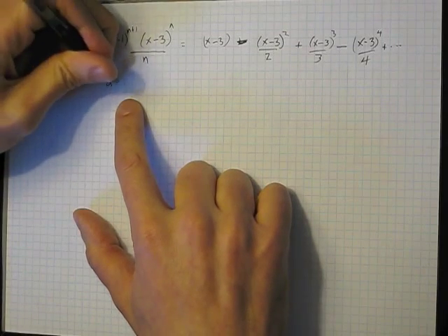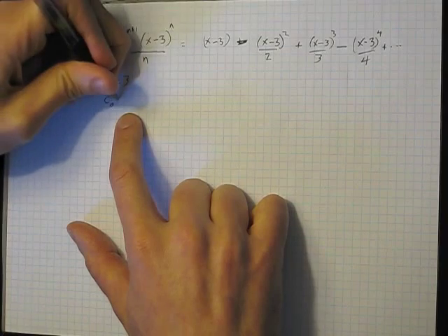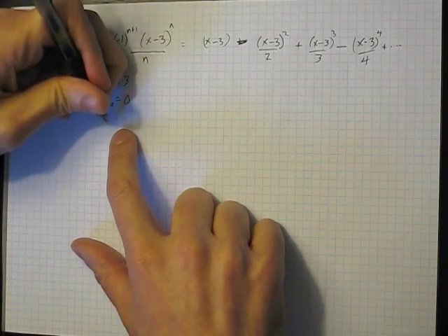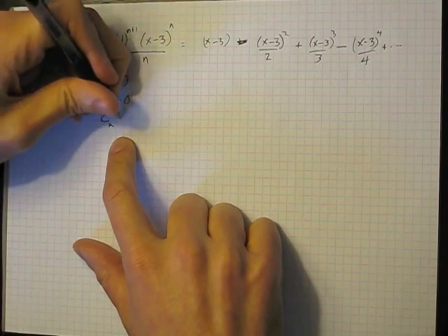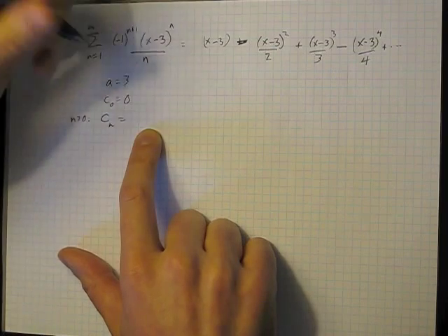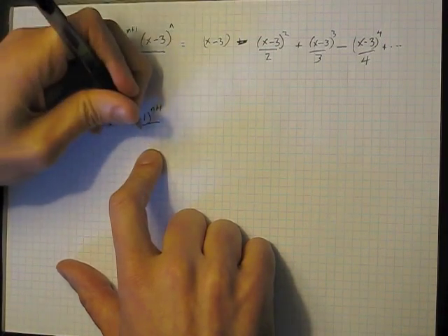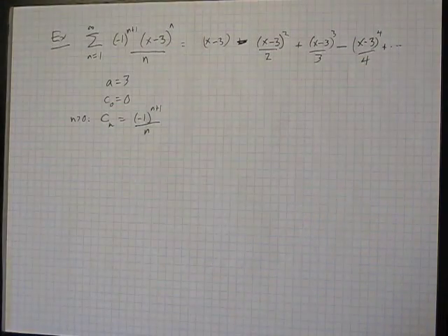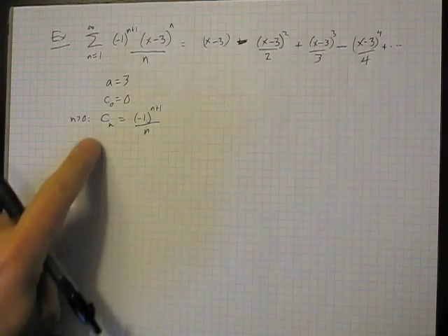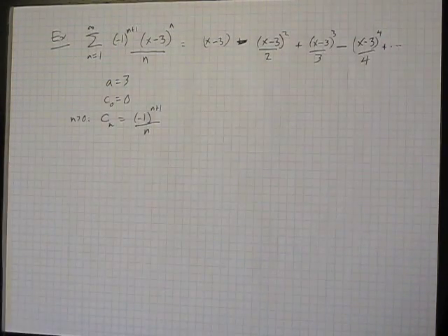Here, the center of this series is 3, so it's a little bit different. The formula for c0 is just 0, because there's no 0th term here. And then for c_n, if n is bigger than 0, the formula is (minus 1) to the n plus 1 over n. Okay, so these are our coefficients: the 0th coefficient is 0, and if n is bigger than 0, then the nth coefficient is that formula.